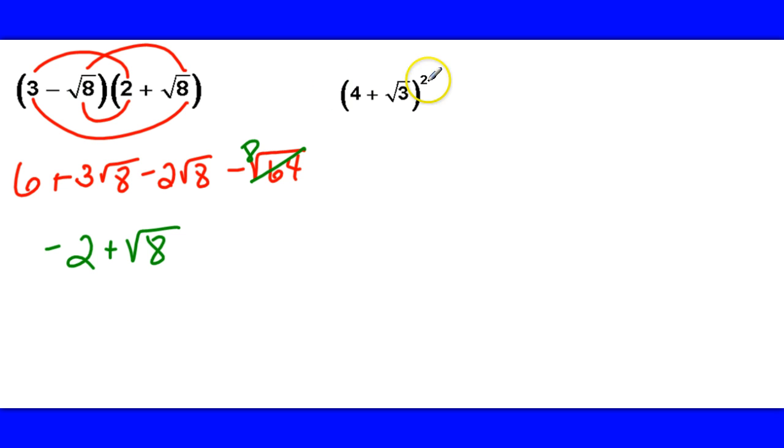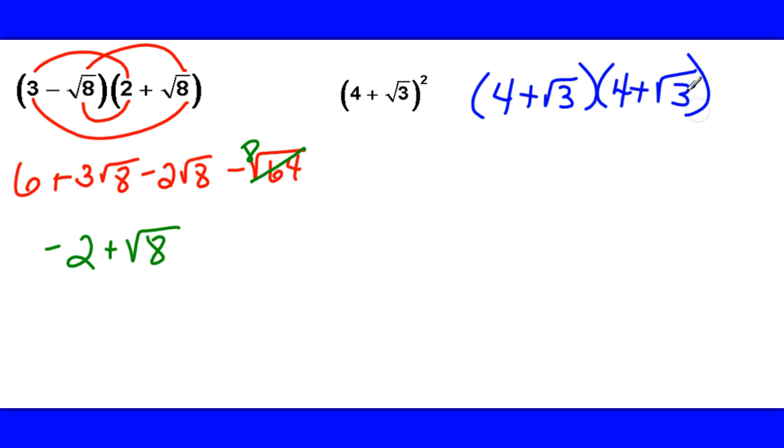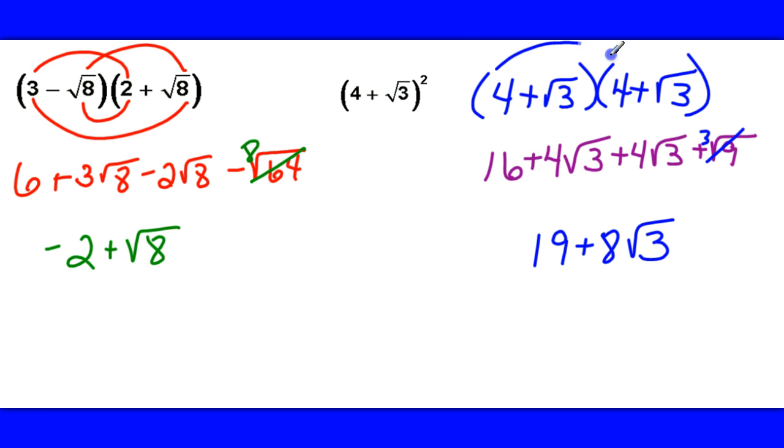Okay? Here we have a binomial that is squared that has a radical in it. My suggestion would be to rewrite it: 4 plus radical 3 times 4 plus radical 3 and do FOIL. Pause the video and do that. Okay, so we did FOIL: first, outer, inner, last. This is what we got. The square root of 9 is 3. 3 plus 16 is 19. 4 radical 3s plus 4 radical 3s gives me 8 radical 3s.